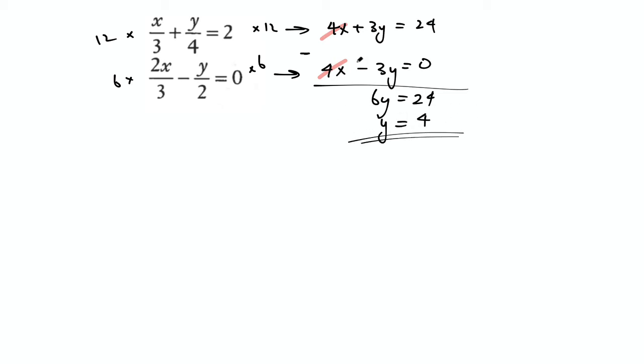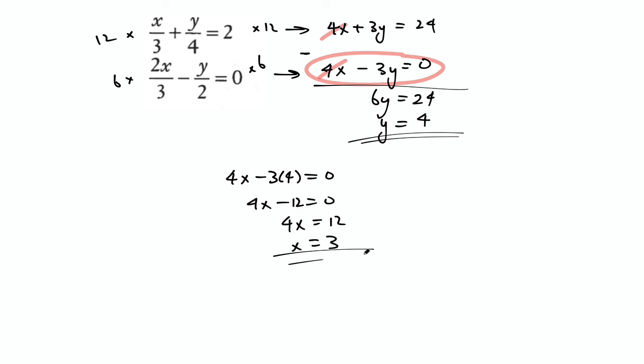Okay, so let's plug this back into this equation here, because it's the easiest one compared to this, right? So plugging that in, we get 4x minus 3 times 4 has to be 0. Or in other words, 4x minus 12 has to be 0. Add 12 to both sides to get rid of this, and divide by 4, and we get that x is 3.